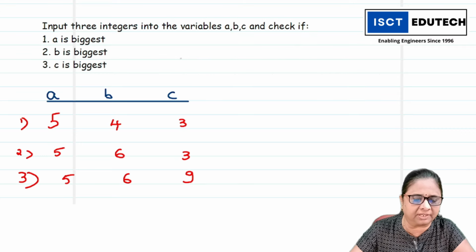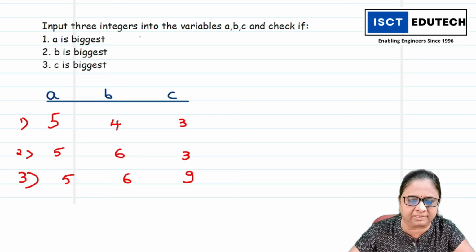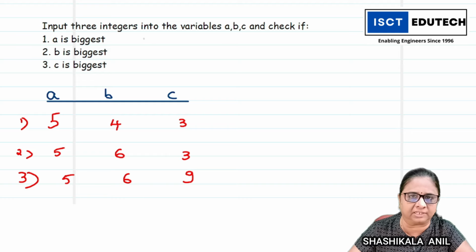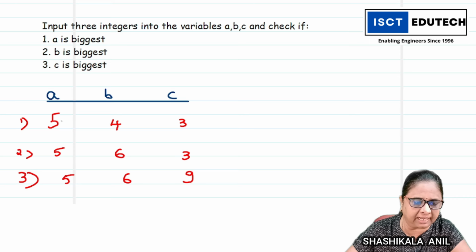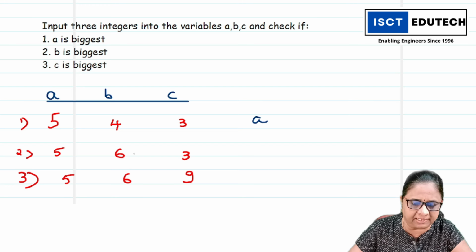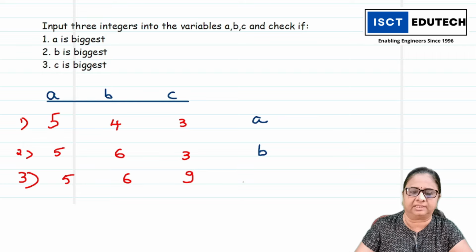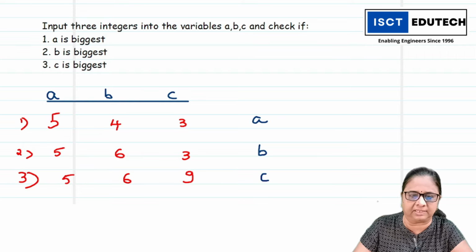The problem definition is I have to input three integers into the variables a, b, c and check which is the biggest, whether a is biggest, b is biggest or c is biggest. I have some sample data. Let's see what should be the result of this. If I give the input as a as 5, b as 4 and c as 3, it should say a is biggest. In the second case, 5, 6, 3, it should say b is biggest. In the third case, it should say c is biggest. Let's see how to do this in C.